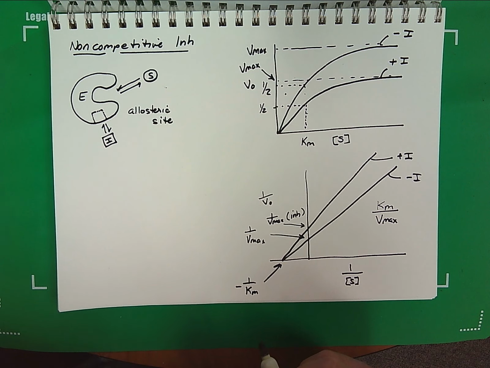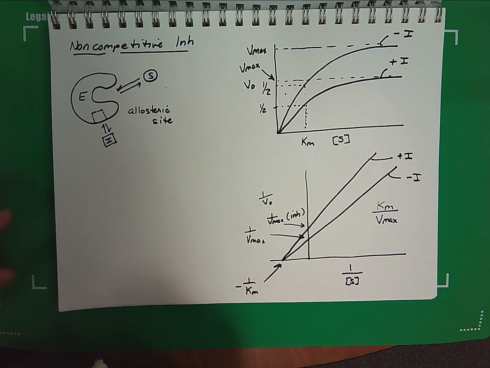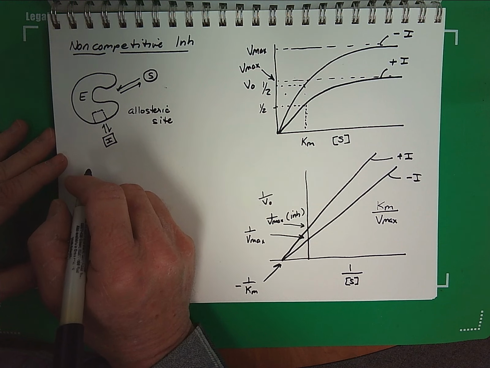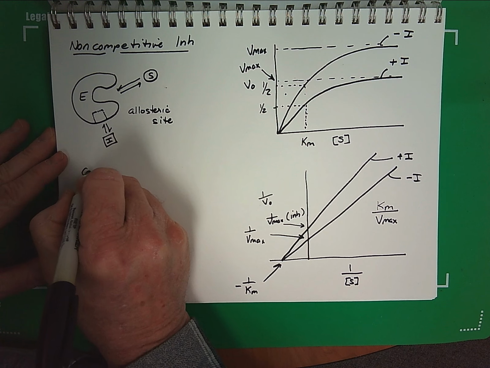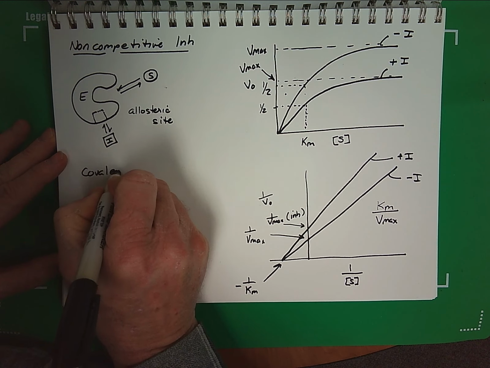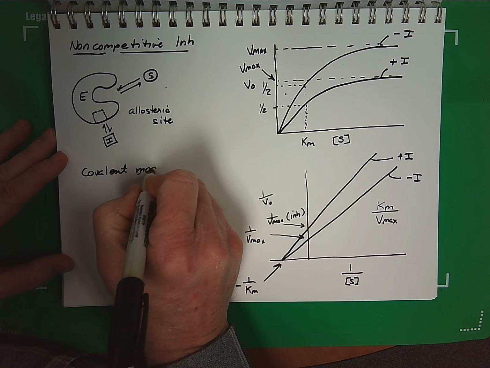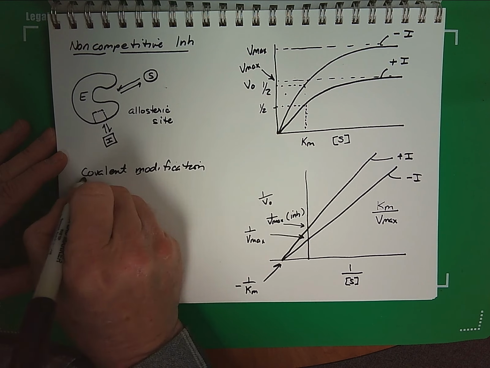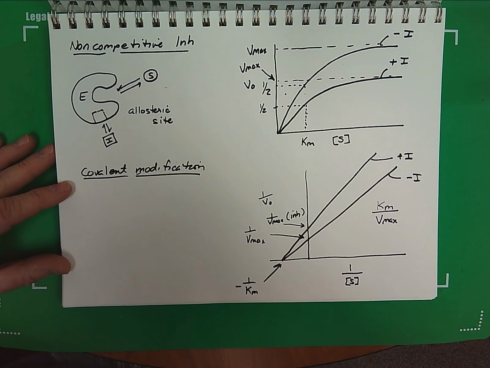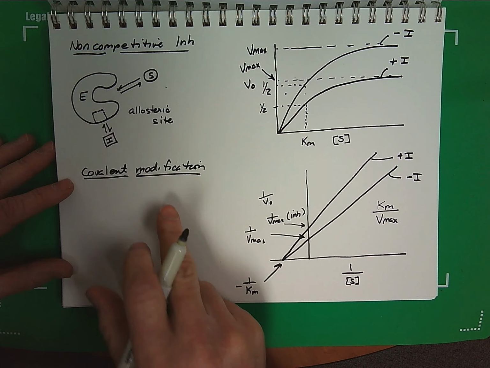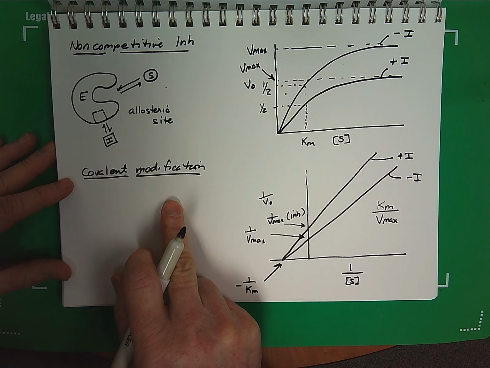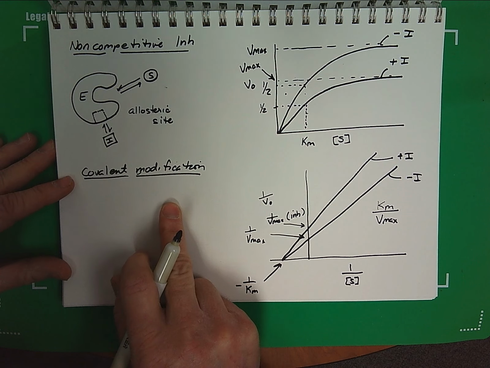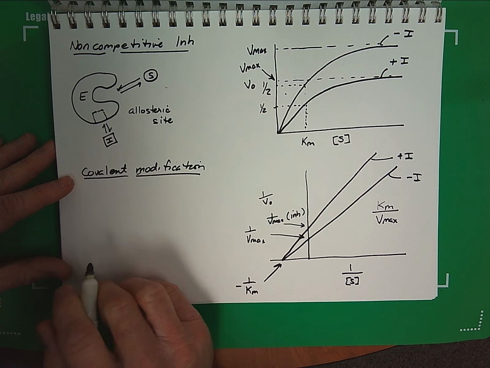Now another type of enzyme regulation is what's called a covalent modification. And a covalent modification is simply adding a different chemical group to the enzyme in a way that it forms a covalent bond and it regulates the enzyme activity.